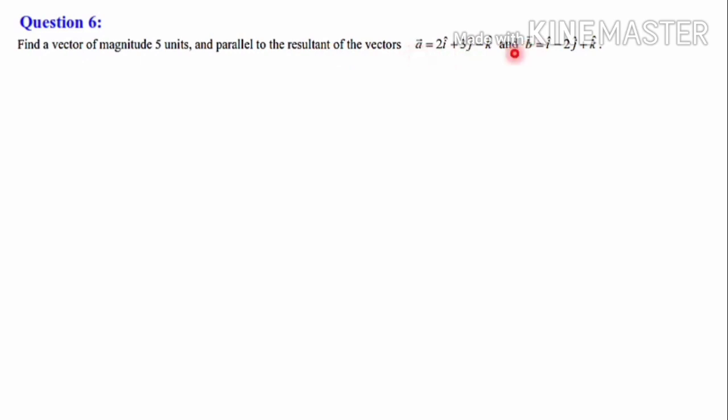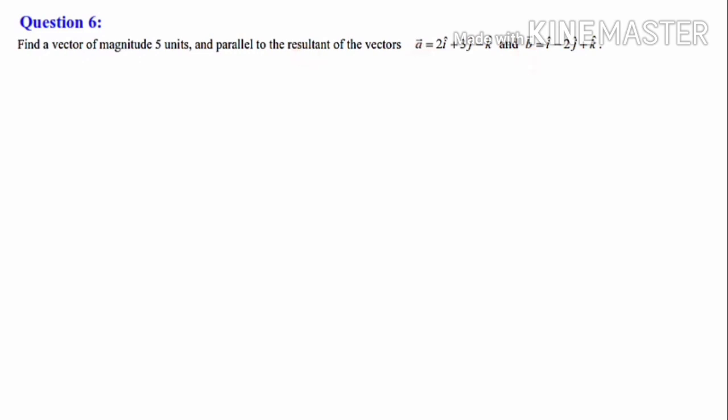So adding vector A and vector B, we will get the resultant vector. Then we have to find the unit vector of vector A plus vector B, and you will get the parallel unit vector. Then if you multiply that unit vector with 5, you will get the parallel vector whose magnitude is 5 units.